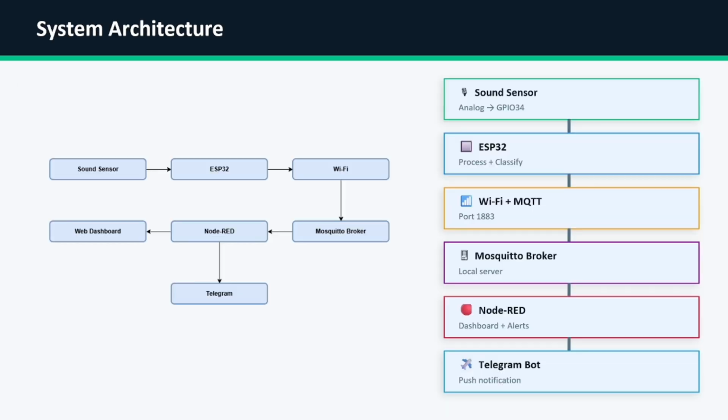The system follows a three-layer IoT architecture. At the bottom, the perception layer: the sound sensor and ESP32 handle physical data acquisition. The network layer transmits data via Wi-Fi using the MQTT protocol to a local Mosquitto broker. And at the top, the application layer: Node-RED, the web dashboard, and Telegram handle visualization and remote alerting.